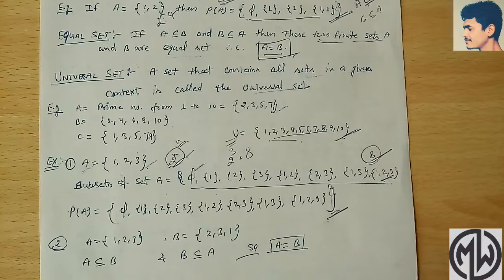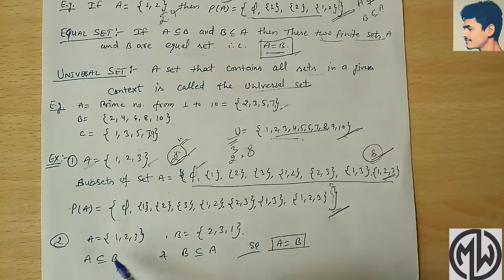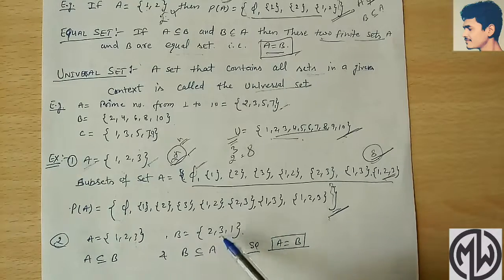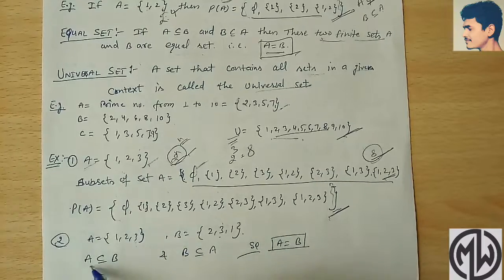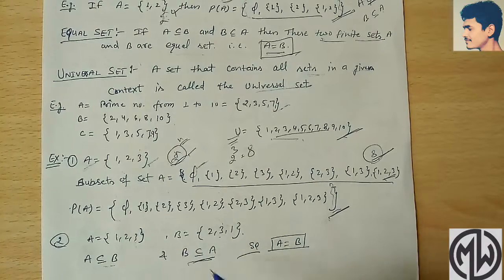Alright, next is if we have A set is equals to 1 2 3 and we have set B that is 2 3 1. So now we can see that A has 1 2 3 and इसमें भी 1 2 3 exist करते हैं. So A is a subset of B, simple. And we also can see that 2 3 1 अगर B के elements हैं तो ये A में भी contain करते हैं. That means A is a subset of B and B is a subset of A. और ये तभी हो सकता है जब A is equals to B है, that is A is equal to B.